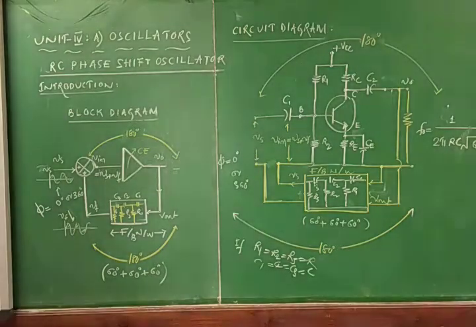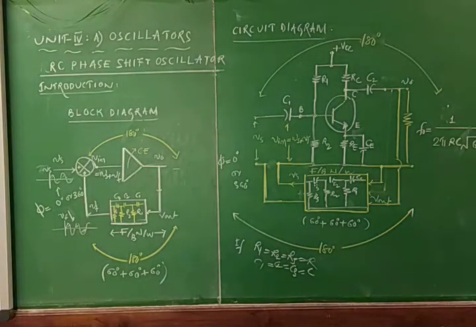Why is the name RC phase shift oscillator? You have to justify that. In the RC phase shift oscillator, positive feedback is employed with the R and C components, and this positive feedback provides a phase shift of 180 degrees. Hence it is named the RC phase shift oscillator.